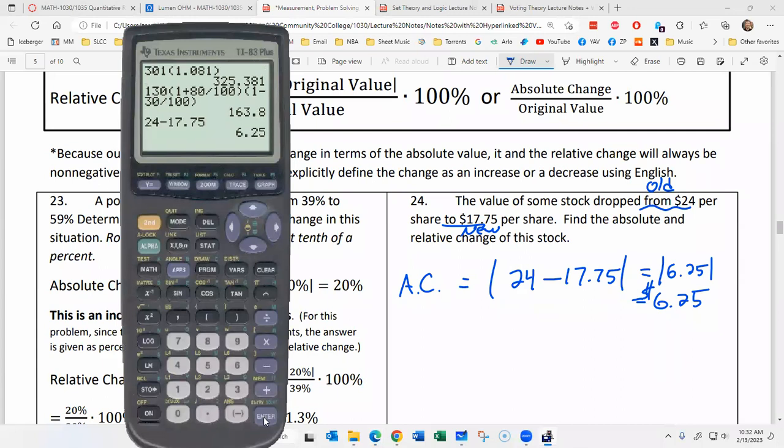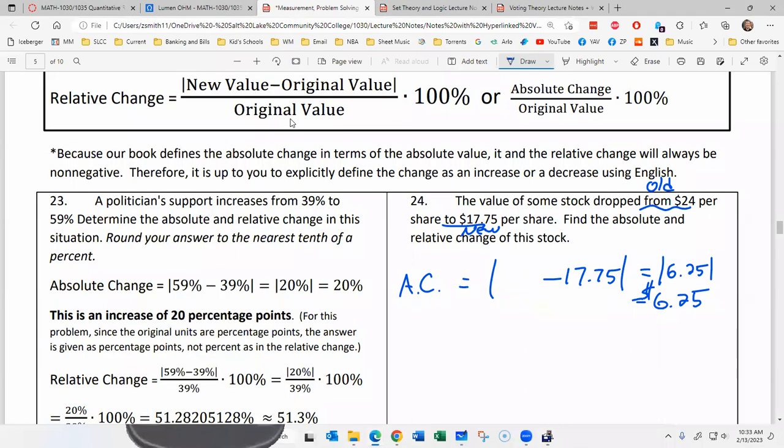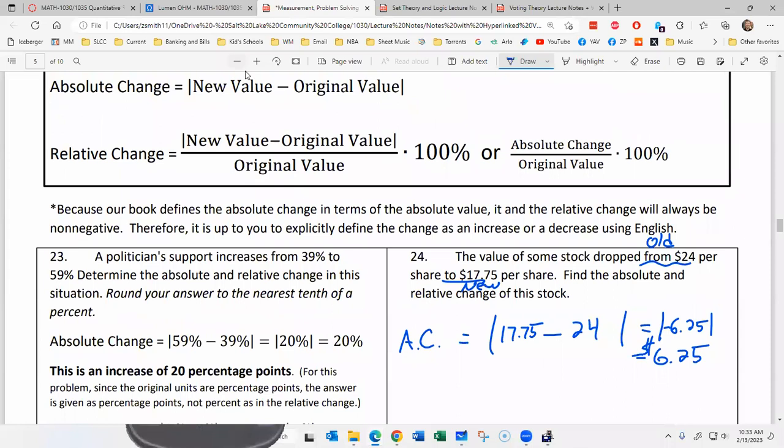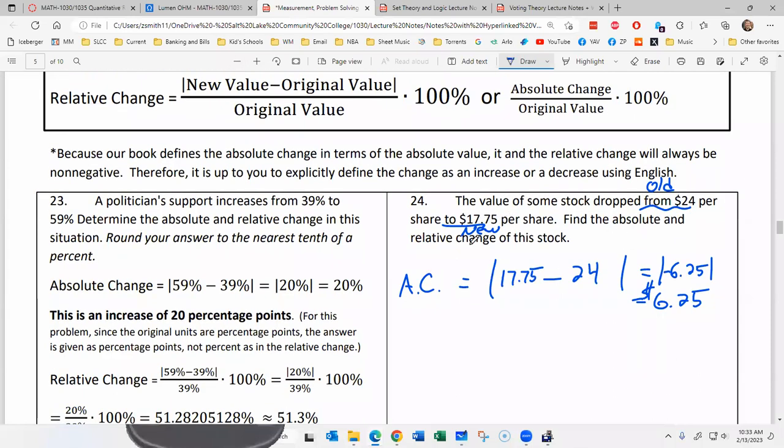There we go. Now, notice it went from 24 to 17. I did this wrong, didn't I? I'm reversed. New value minus the original value. I have these exactly reversed. The absolute value is going to make it so it doesn't matter. You still get the same answer, but I had them reversed. Apologize for that. Old, new minus old. New minus old.